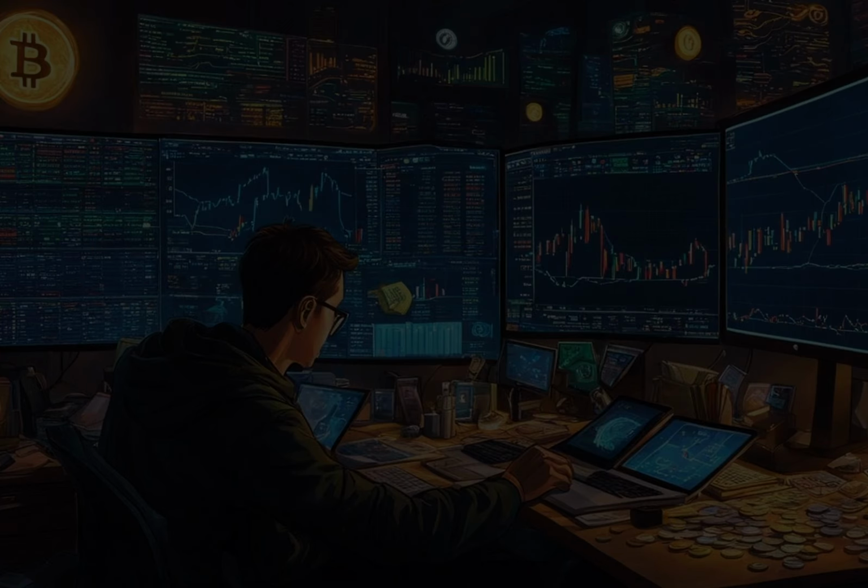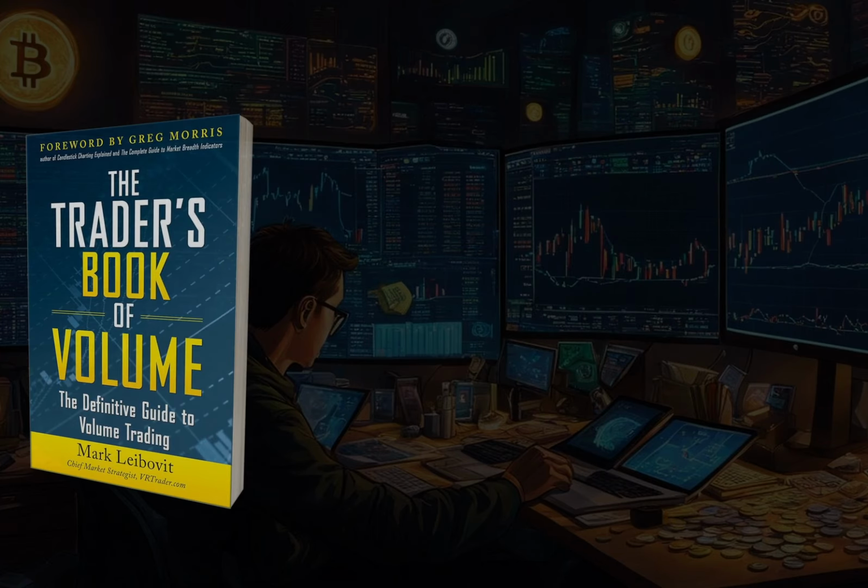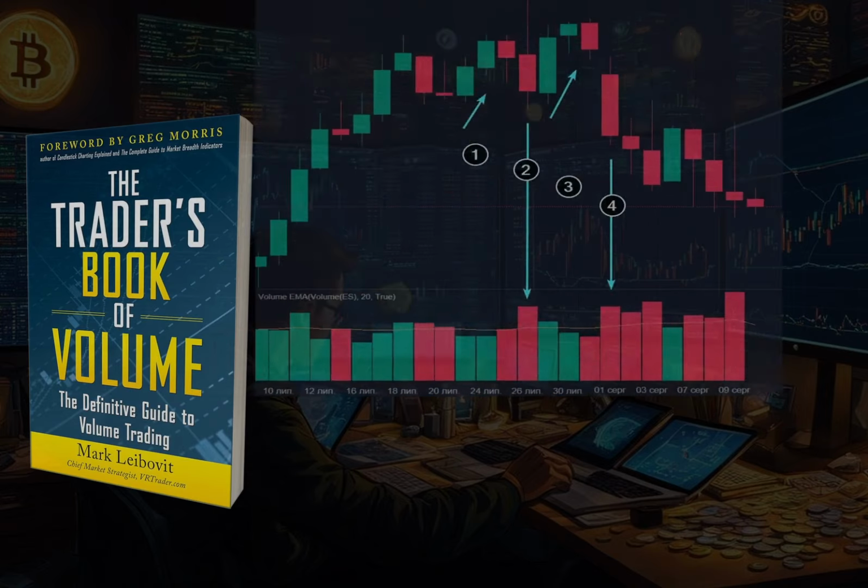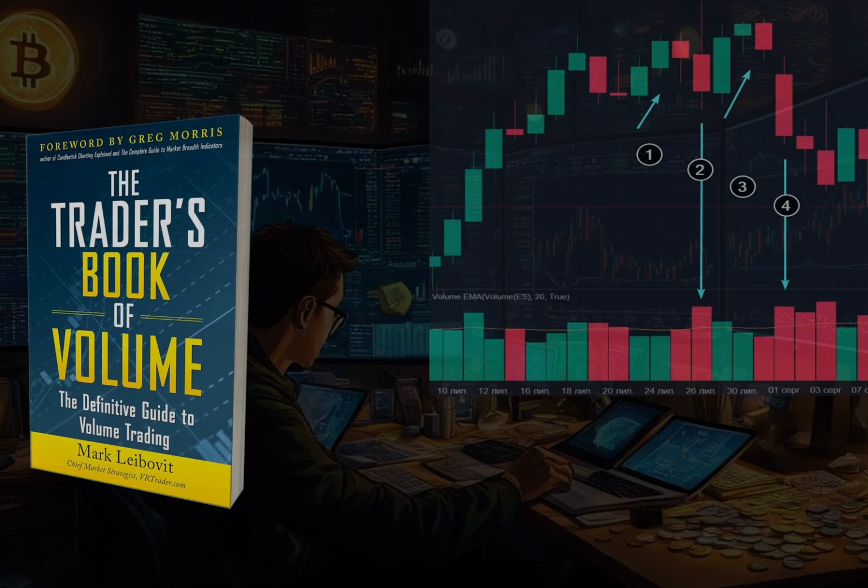Welcome to the audiobook, The Trader's Book of Volume by Mark Leibovit. In this classic trading guide, Mark Leibovit explains the critical role of volume in analyzing the markets. By understanding how volume works, traders gain an edge in spotting trends, reversals, and opportunities others may miss.